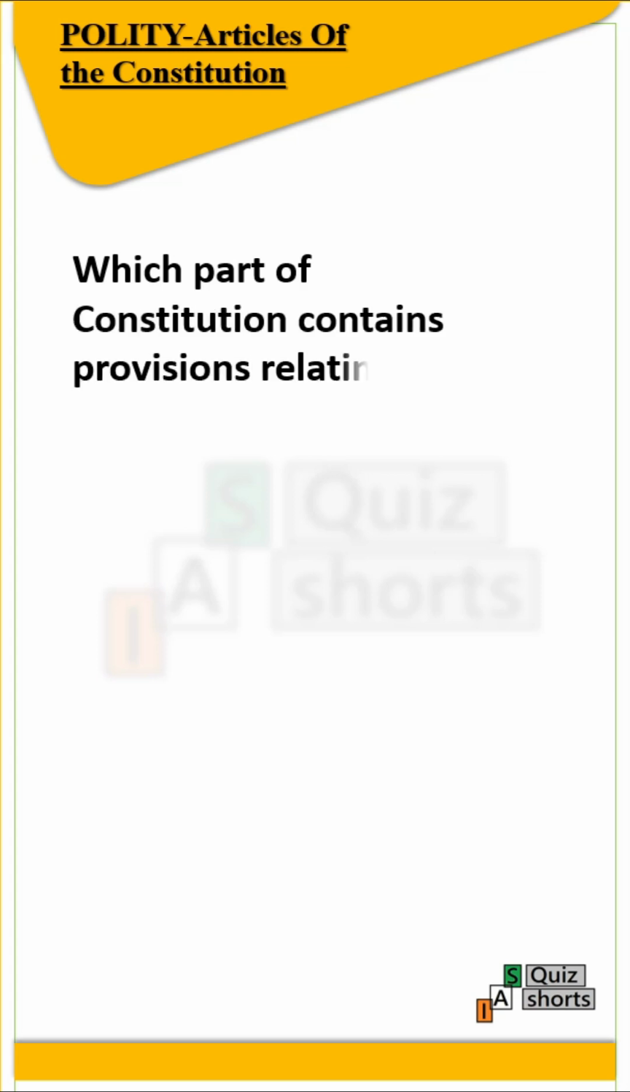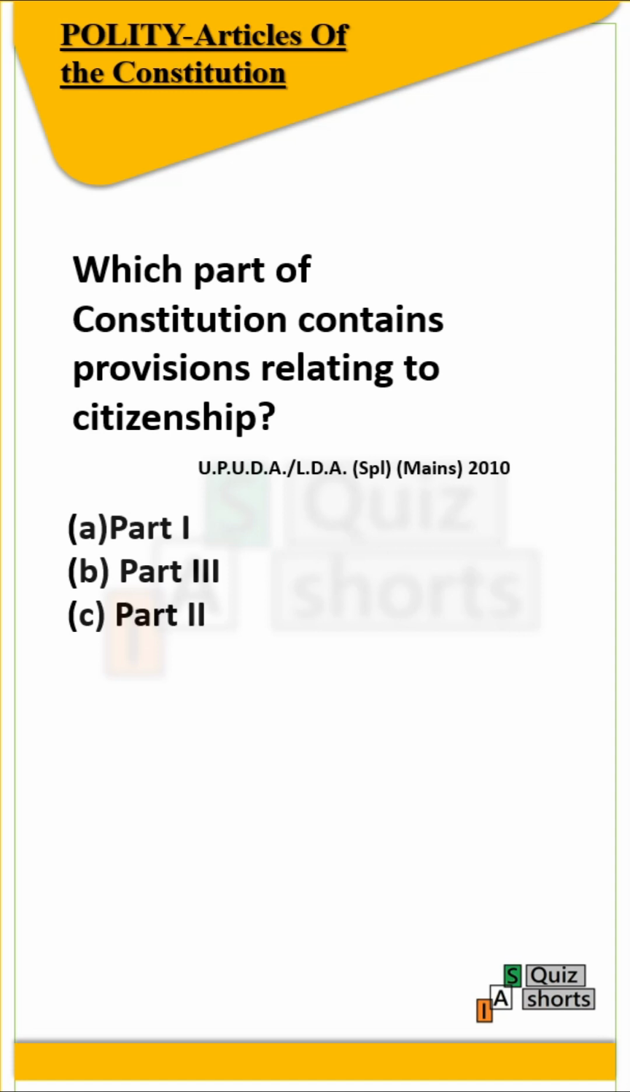Which part of the Constitution contains provisions relating to the citizenship? Option A Part 1, option B Part 3, option C Part 2, option D Part 4. Answer is option C Part 2.